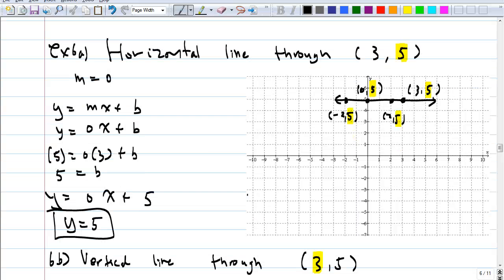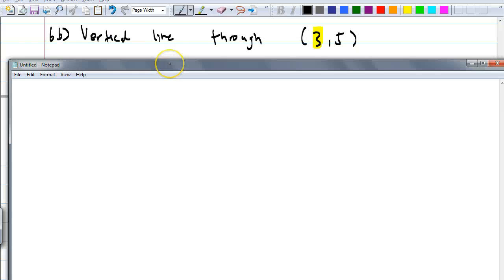We kind of talked about this. Let me move this up. Vertical line through 3, 5. What about this, guys? What do you know about the slope of a vertical line? It's undefined, so we can't really use slope-intercept form here, can we? So what are we going to do, though? Vertical line through 3, 5. What did we do last time? Chuck? The x is always 3.